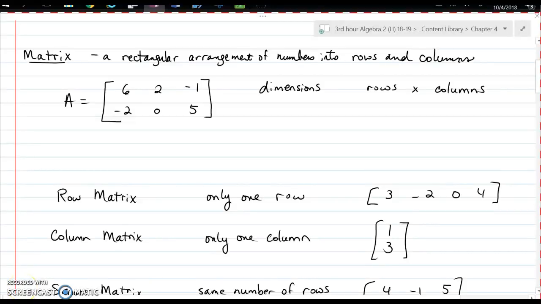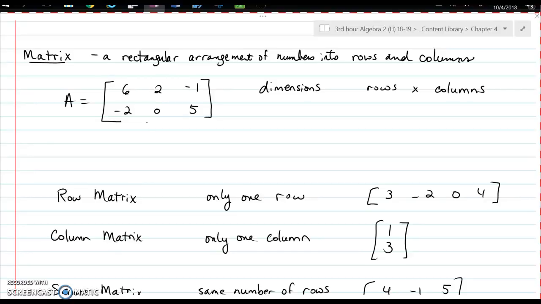Okay, so a matrix is a rectangular arrangement of numbers into rows and columns. Notice I've given you a matrix that I've called matrix A. I've defined it as matrix A, and it looks like this. We put brackets around matrices, and we've got rows by columns.